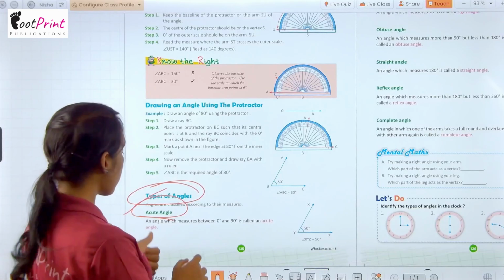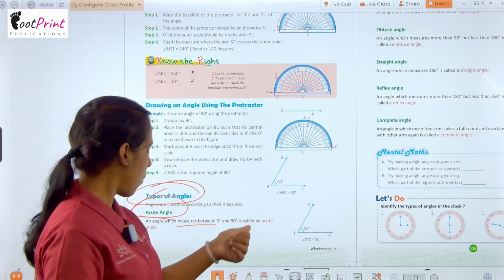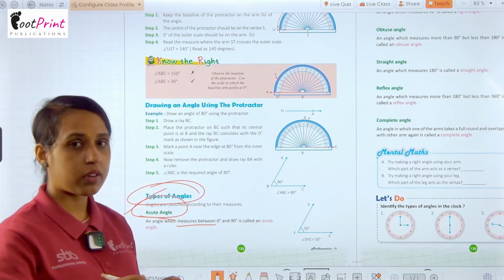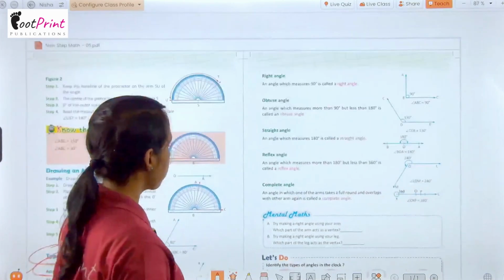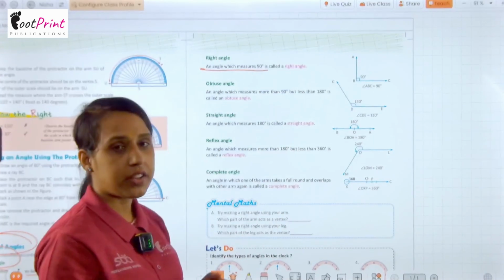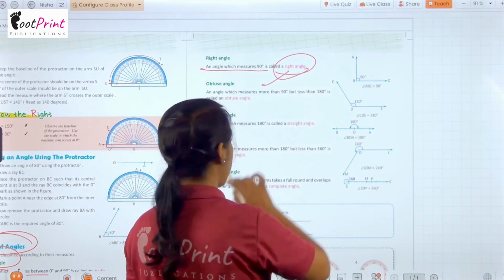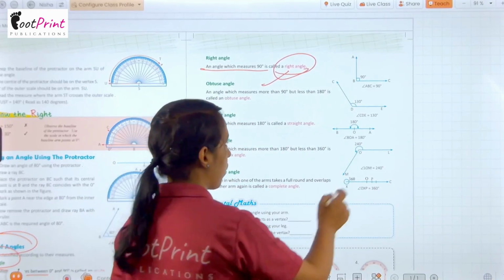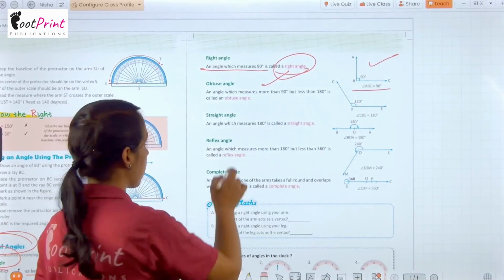So an angle which measures between 0 degree to 90 degree is called acute angle. Means more than 0 degree and less than 90 degree. Okay. Now right angle. So an angle which measures 90 degree is called right angle. Okay. So this is angle ABC equals to 90 degree.